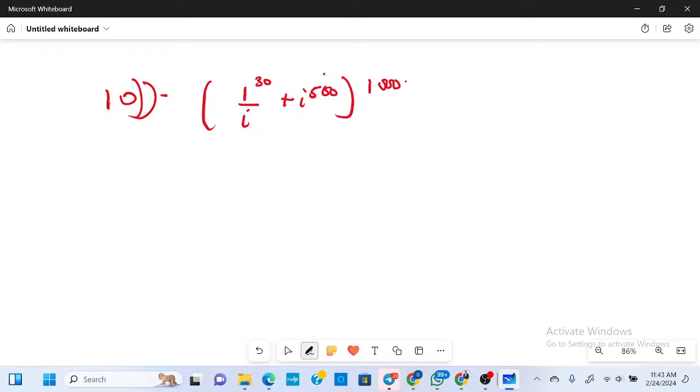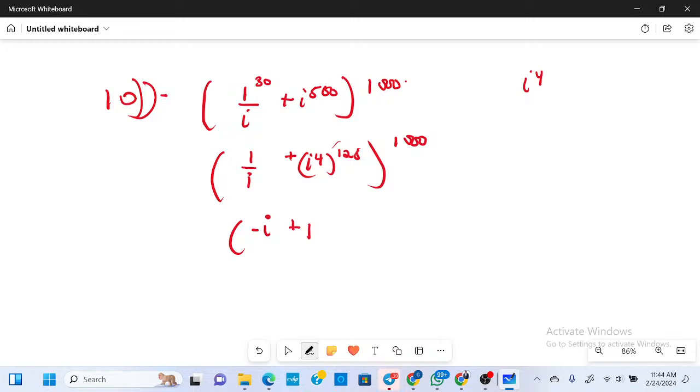So 1 to the power 30, you know that is the same as what? 1, right? So I'll have 1 over i. But what is i to the power 500? I'll take i to the power 4. 500 divided by 4, what am I getting? That is 125. So I'll get plus i to the power 4 all to the power 125, then to the power 1000. 1 over i is the same as negative i. Then i to the power 4 is 1. 1 to the power 125 is also what? 1. Right? Close brackets, to the power 1000.